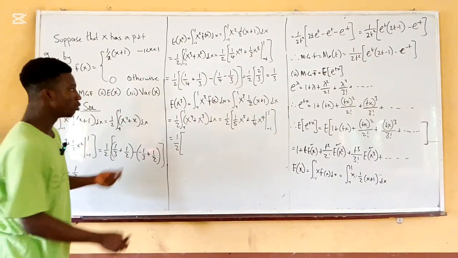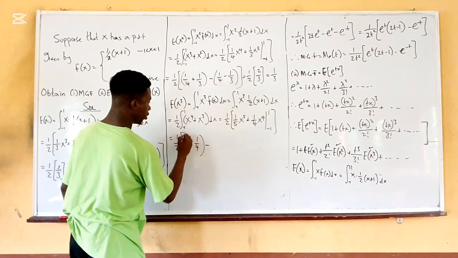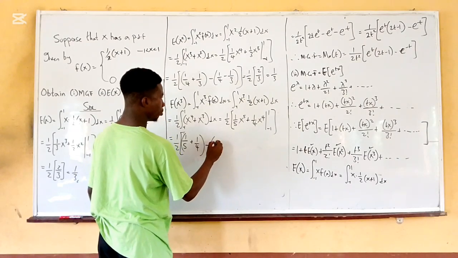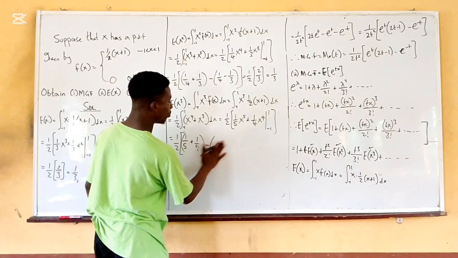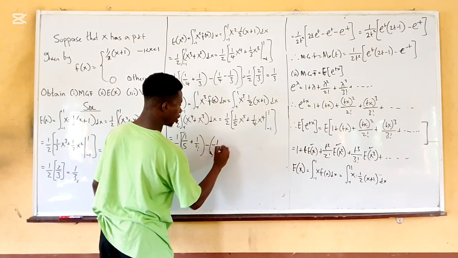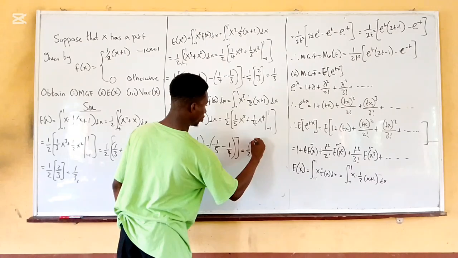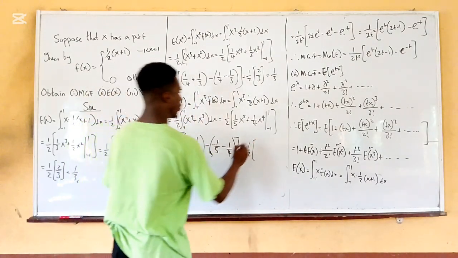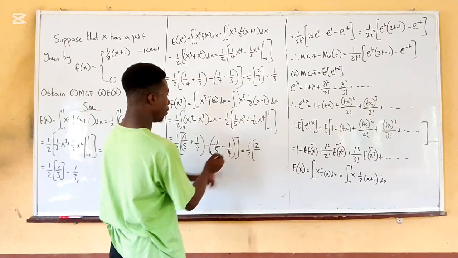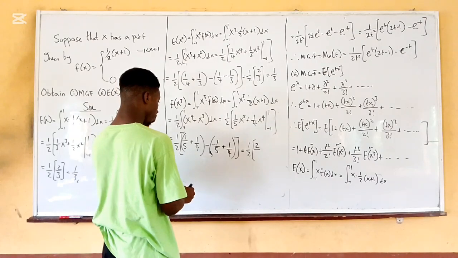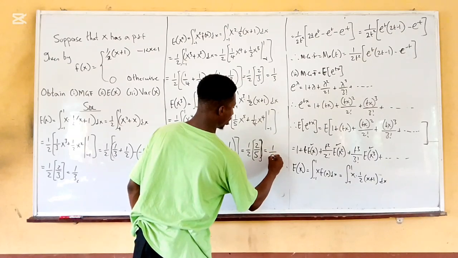So, upper minus lower will be 1/5 + 1/4 minus (-1/5 + 1/4), times 1/2. This will be 2/5 times 1/2, so this will be 1/5.